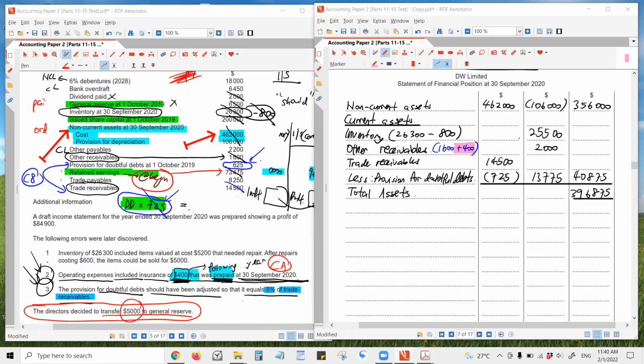Ishin, your question? Yeah, you're right. We don't change the trade receivable. The question is not saying that the provision for doubtful debt is wrong. It's just that they remind you that you have to calculate the doubtful debt at the current year end as well. It's not saying that the doubtful debt amount is wrong.